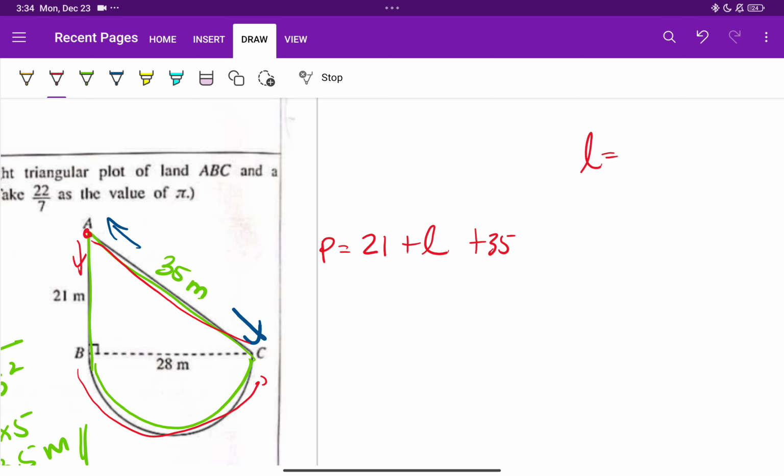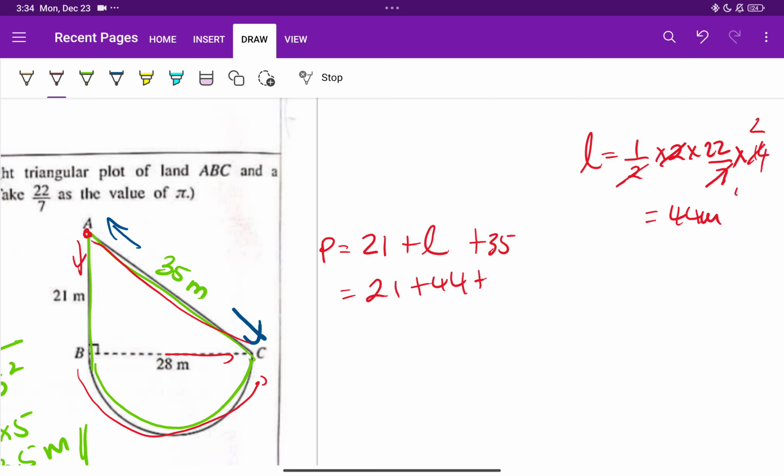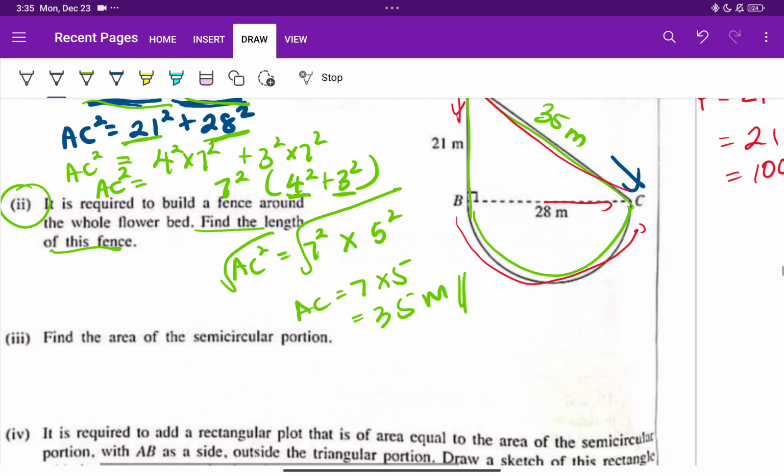Now we'll have to calculate L, the arc length. So arc length is theta over 360, that's half, into 2 pi r, and the radius is 14, right? So we'll end up with 44 meters. So 21 plus 44 plus 35, right? So that would be 65 plus 35, 100 meters. All right, then what is the next question?